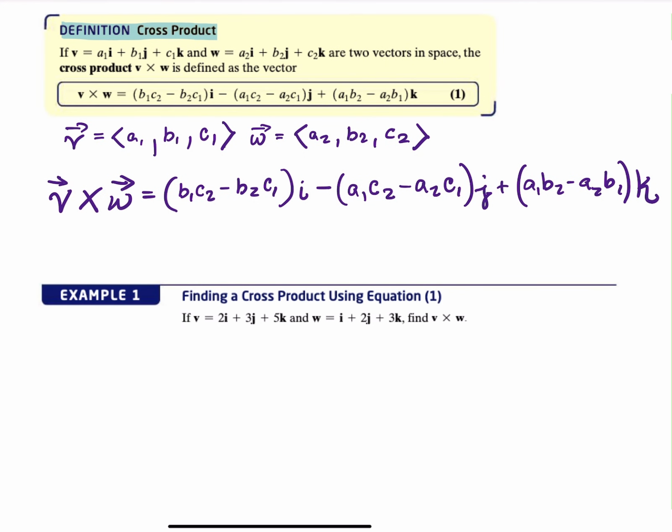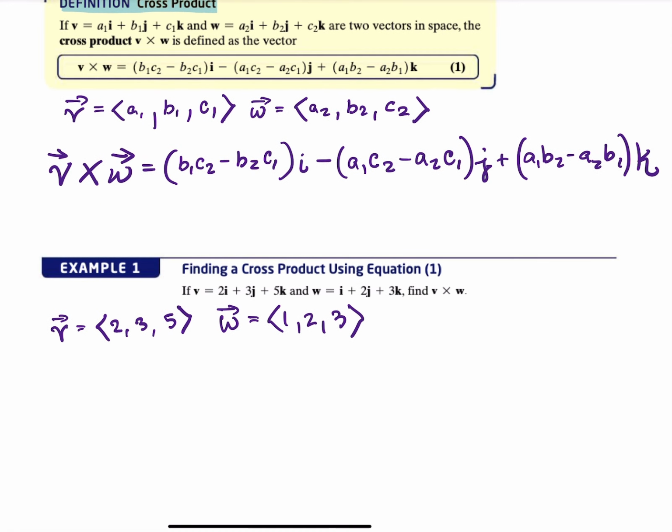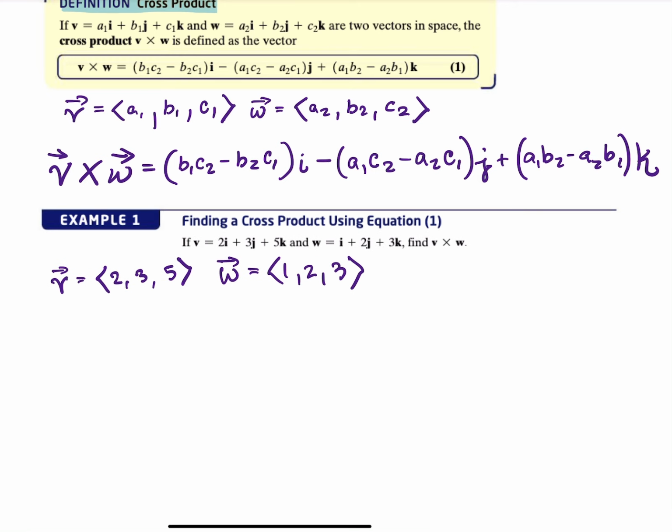So in example 1, we're given two vectors. Vector v is 2i plus 3j plus 5k, so I can say 2, 3, 5. And vector w is 1i plus 2j plus 3k. So let's use this formula in order to produce the cross product between v and w. And maybe it's helpful to label these. This would be our a1, b1, c1, and this will be our a2, b2, c2.